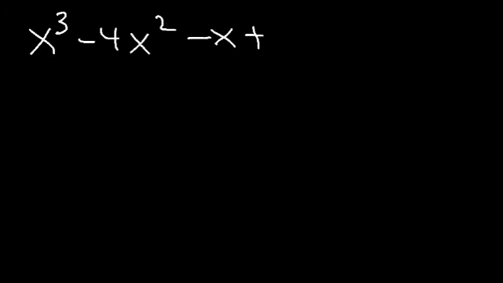Consider this expression. X cubed minus 4x squared minus x plus 4 is equal to 0. How would you solve for x? Notice that the first two terms have the same ratio as the last two terms. 1 and negative 4 and negative 1 and 4. Whenever you see that, and if you have a total of 4 terms, you can factor by grouping.